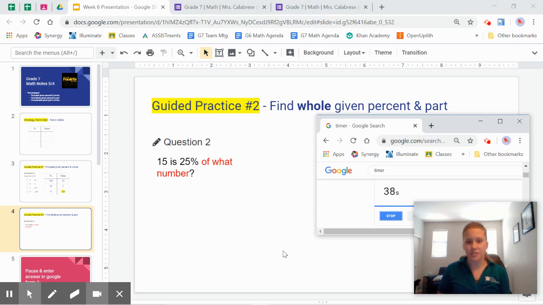You should have that ratio table set up. Think carefully about what percent belongs with the number 15. Last few seconds, check that your answer makes sense.